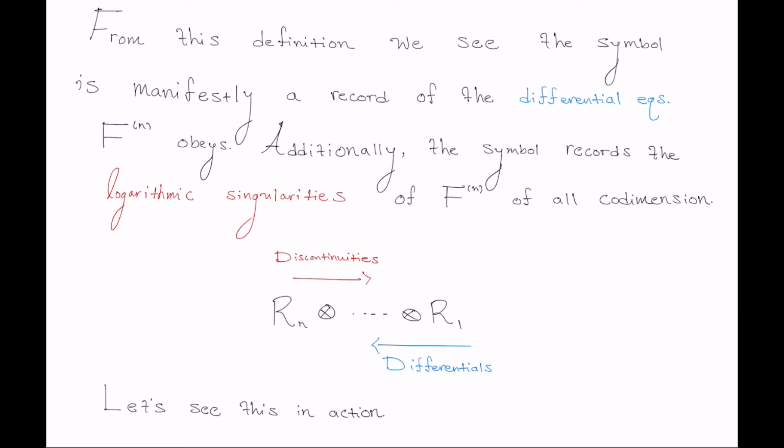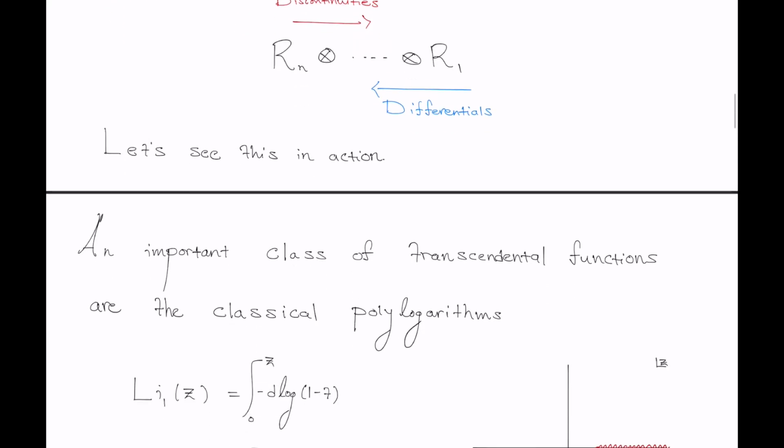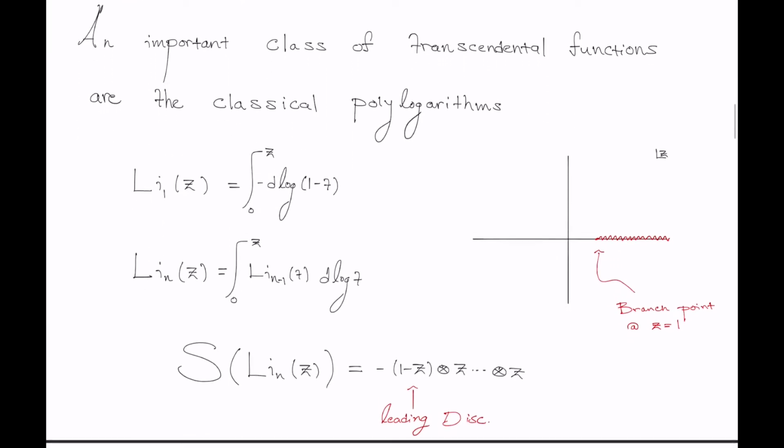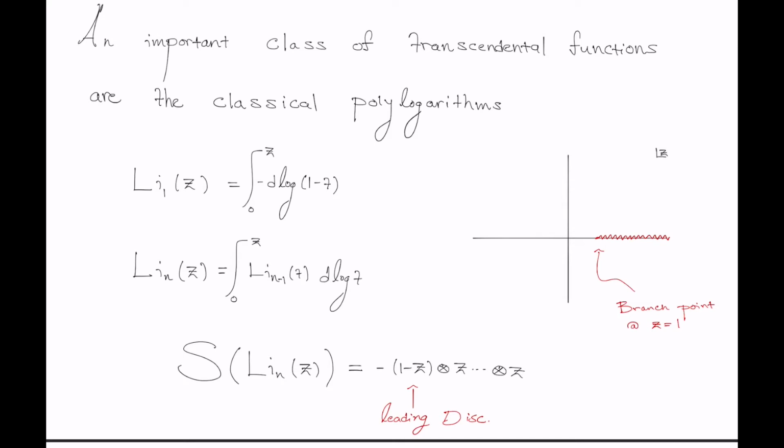So now we can see how the symbol relates to these functions in action, in particular by focusing on an important class of transcendental functions, which are the classical polylogarithms. So they are defined in the following way, as iterated integrals. The first polylog, Li1 of z, is just minus log of 1 minus z. And then Li n is defined in the following way, where we integrate Li n minus 1 against d log of t.